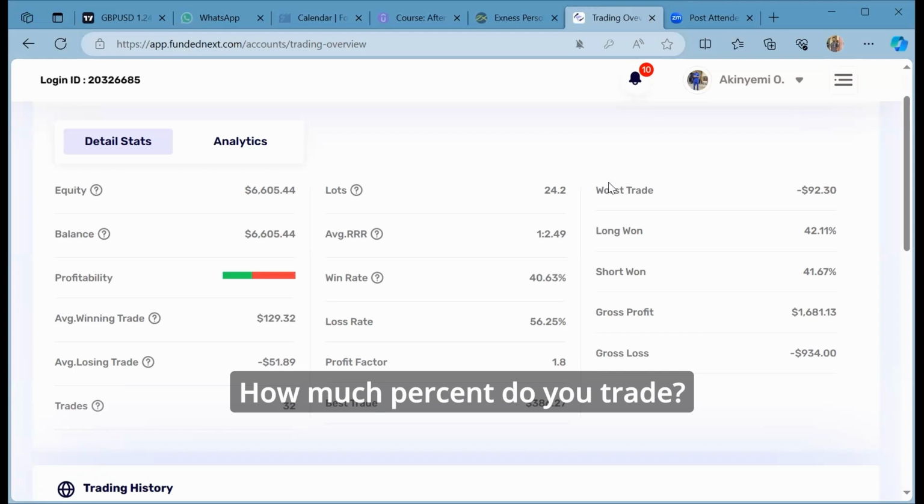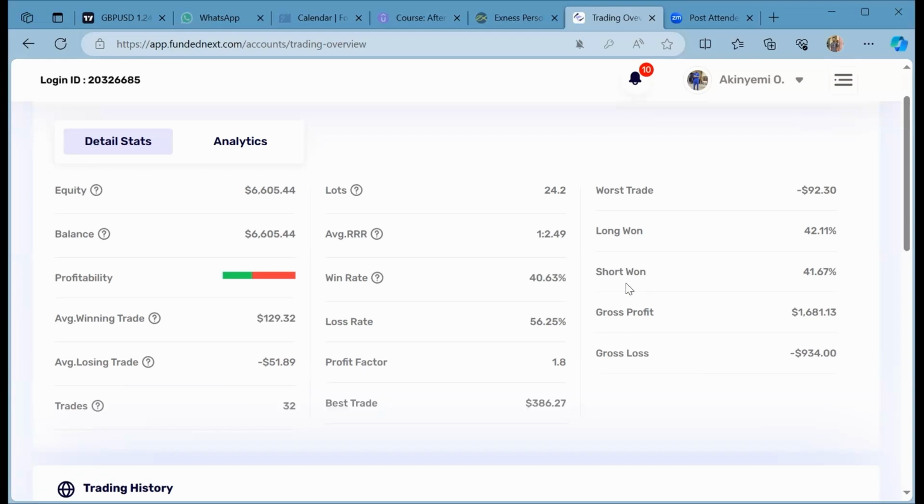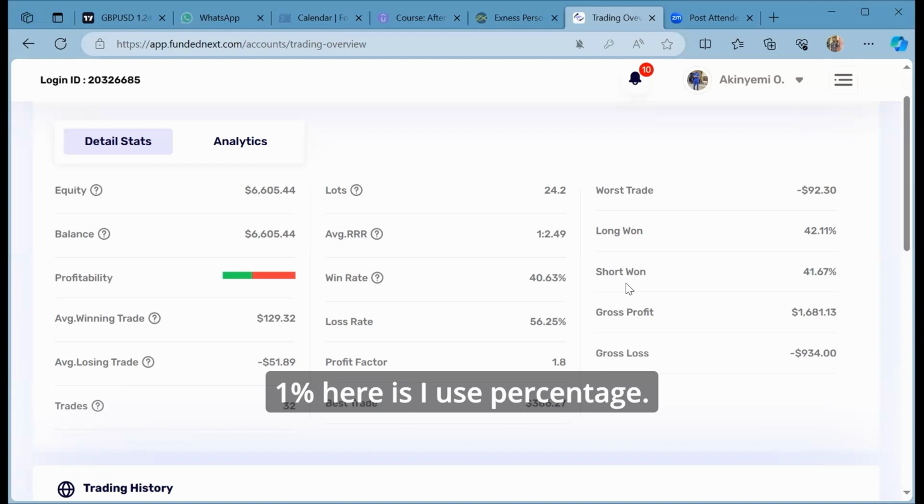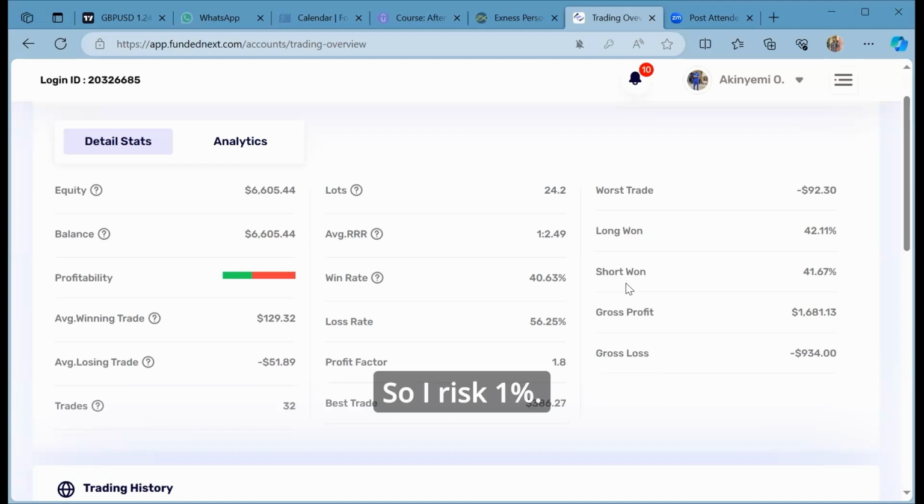How much percent do you risk per trade? Do you have a set percentage? 1%. Yes, I use percentage, so I risk 1% for my accounts. Okay, 1% per trade. Excellent.